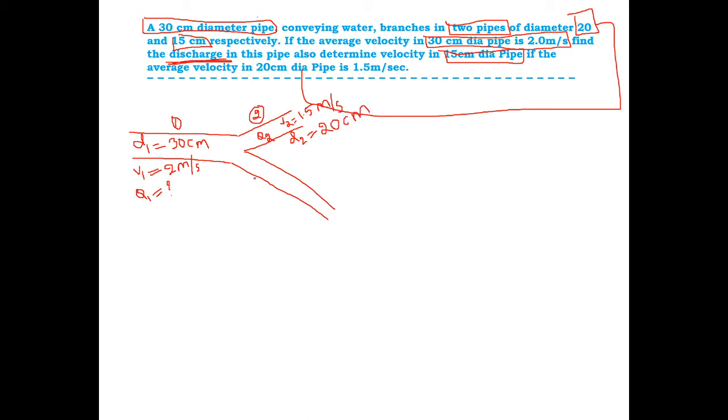Clear? Here this is the pipe 3. For this velocity we don't know. V3. How much we don't know. Diameter we know. Diameter of the pipe D3 is equal to 15 centimeters. Discharge we don't know.